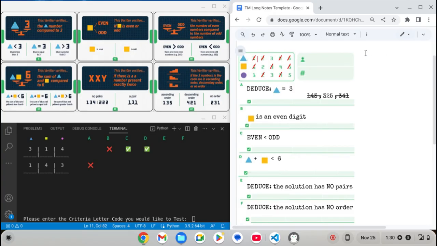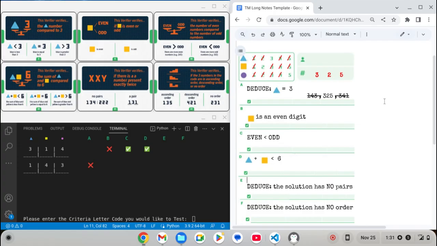And that forces square to be 2, so that the sum should be less than 6. And because of no duplication and no order, circle cannot be a 1, nor can it be a 3. So yeah, it looks like our solution is 3, 2, 5. So let's go type it up and we will verify.